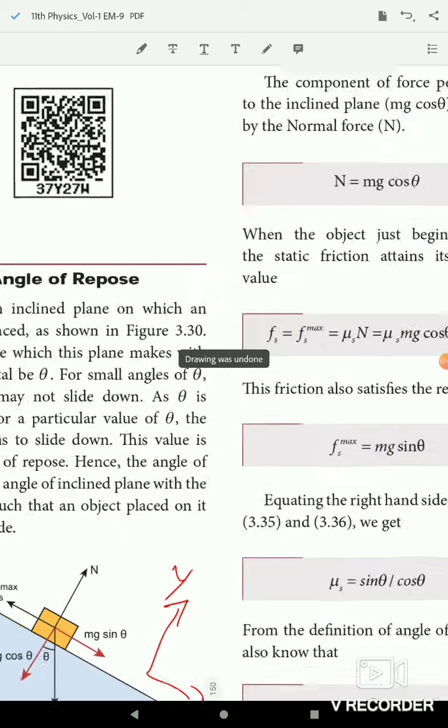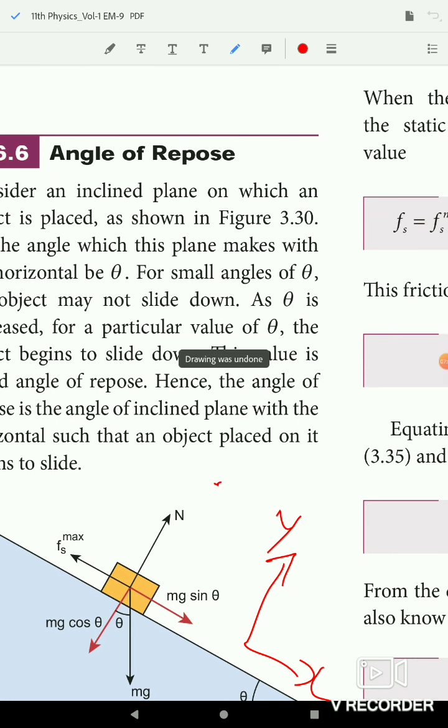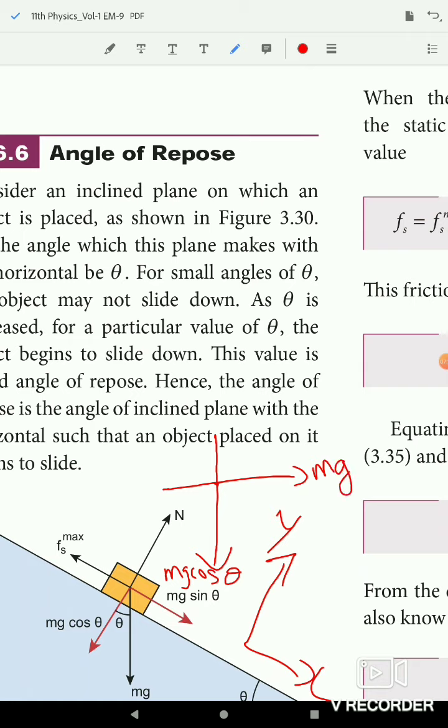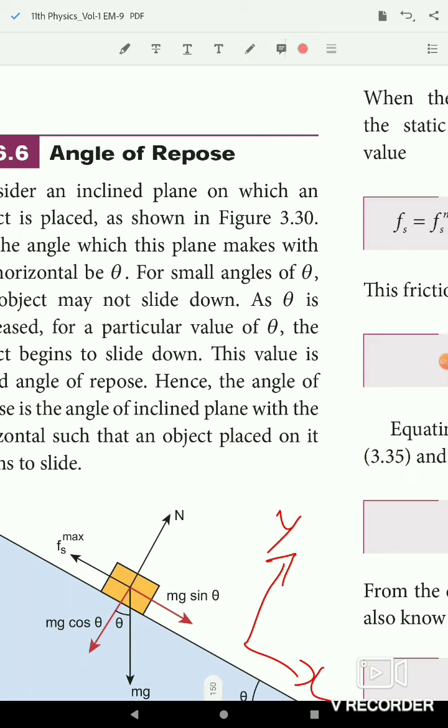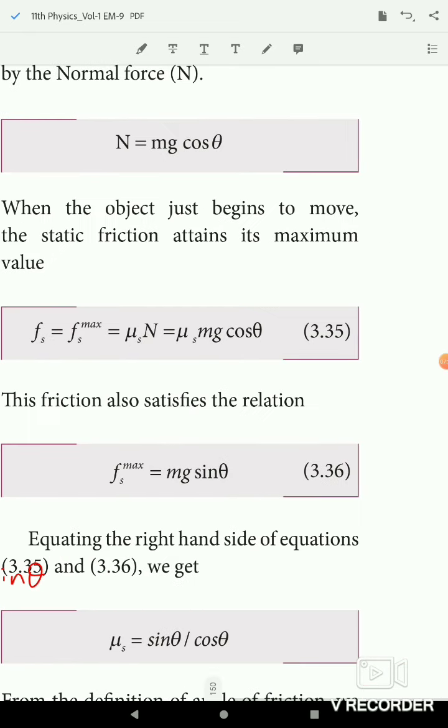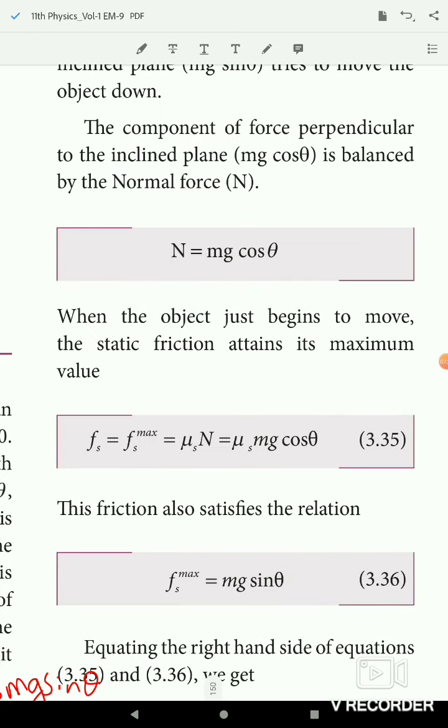So this one, the point mass: this one is mg cos theta, this one is mg sin theta, this one is the normal force, and this one is fs maximum. You already know that the component of force perpendicular to the inclined plane, mg cos theta, is balanced by the normal force.